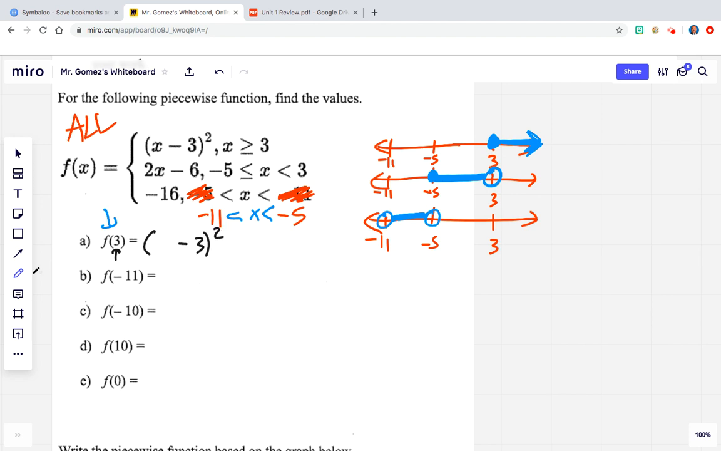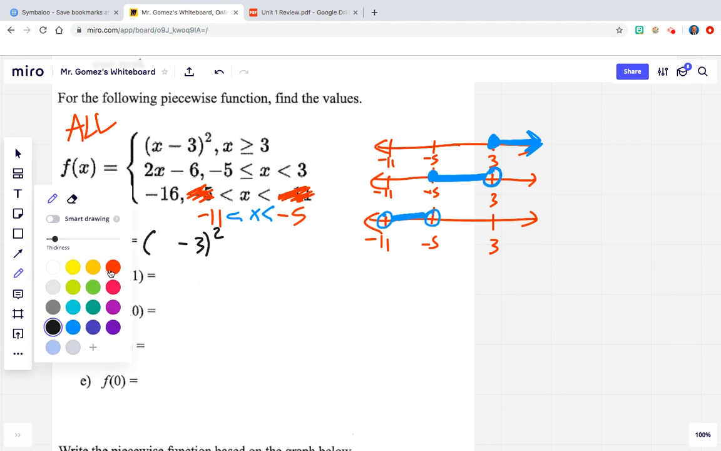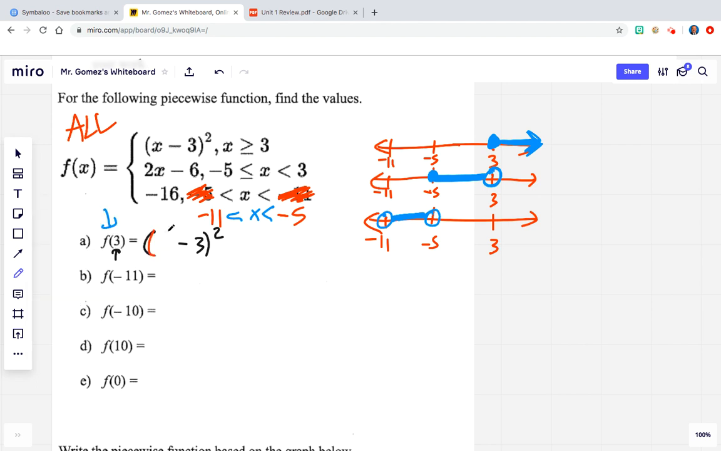And where there used to be an x, we're now going to put this input value of 3. So 3 minus 3 would be 0, and if I squared it, I would get 0. So 0 would be the answer for the first one. Okay, and just like good practice, we'll write f of 3 is equal to 0. There's your answer.